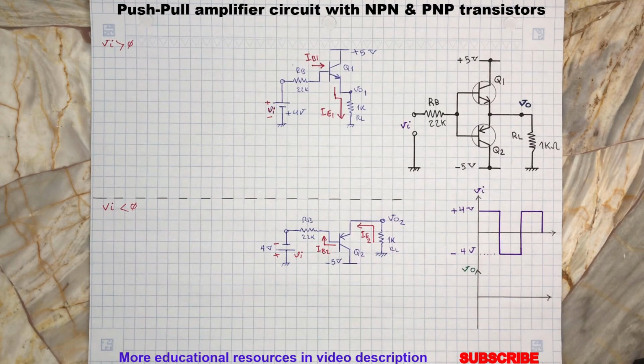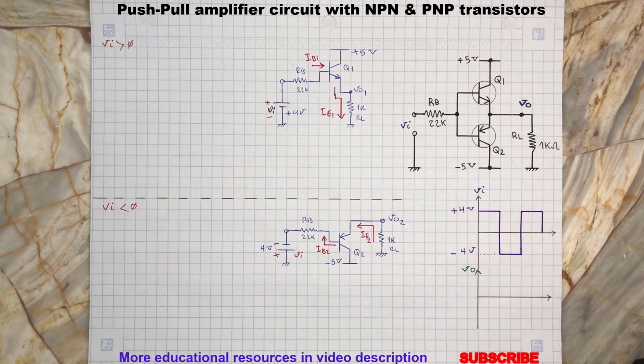The base terminal of both transistors are tied together and it is connected to the VI terminal through the resistor RB. Since both transistors are supplied from the input signal, then they will remain turned off without any input signal. Now let's assume VI is at its positive peak, which is 4 volts.